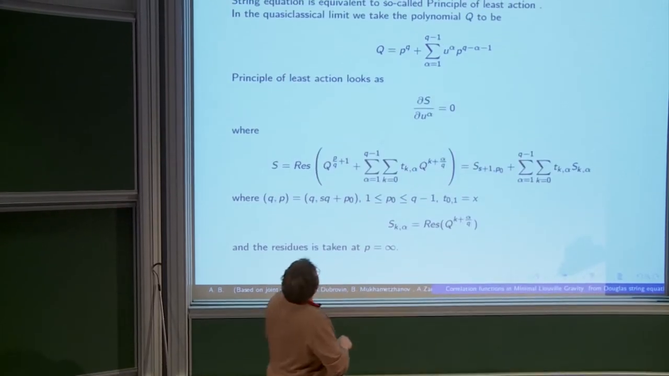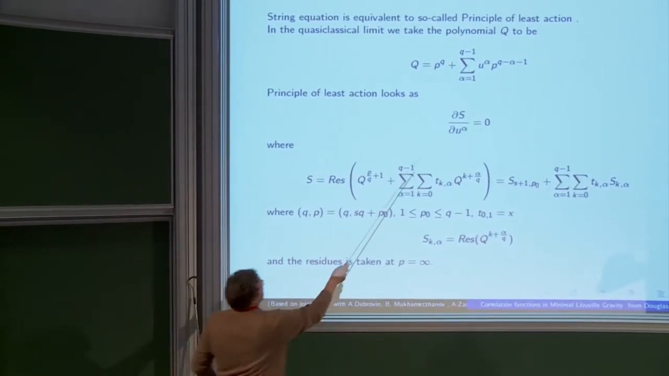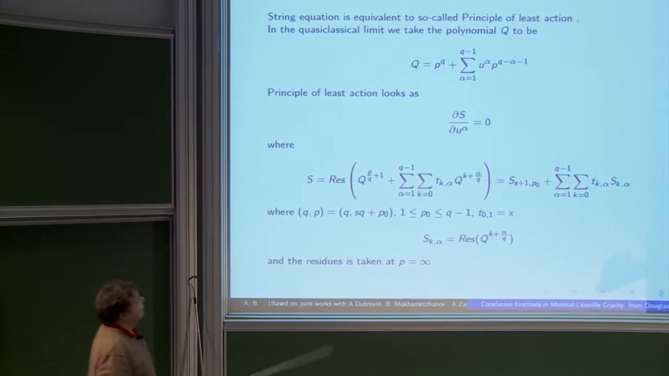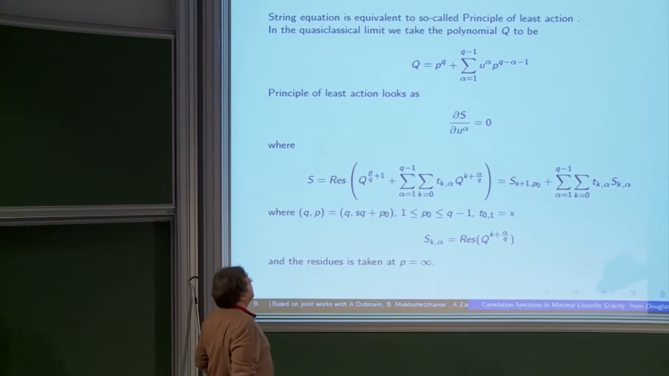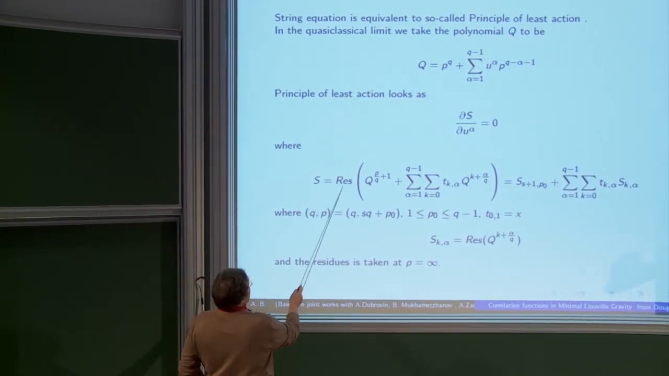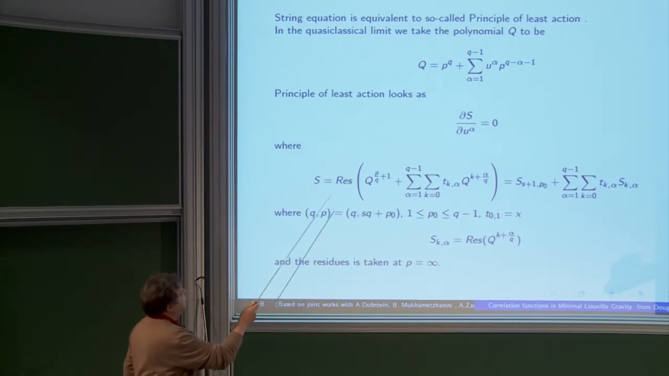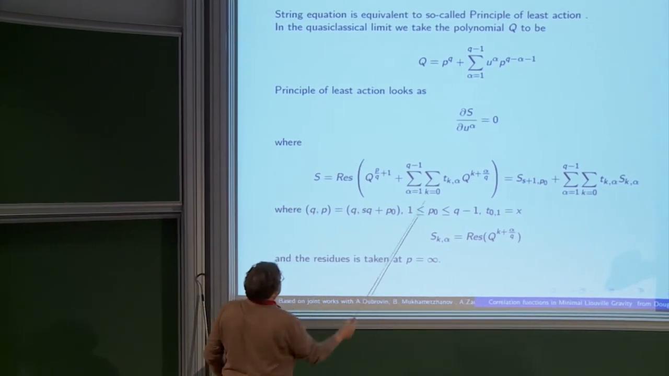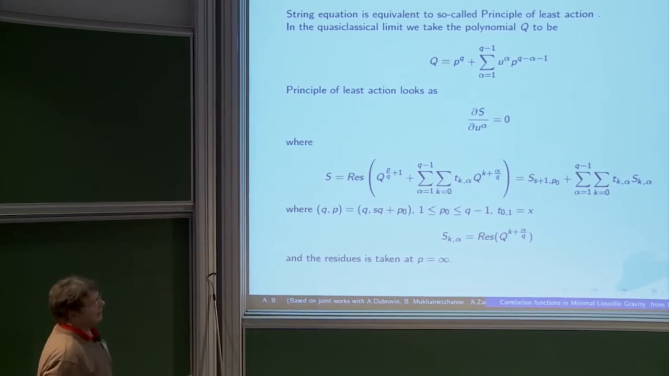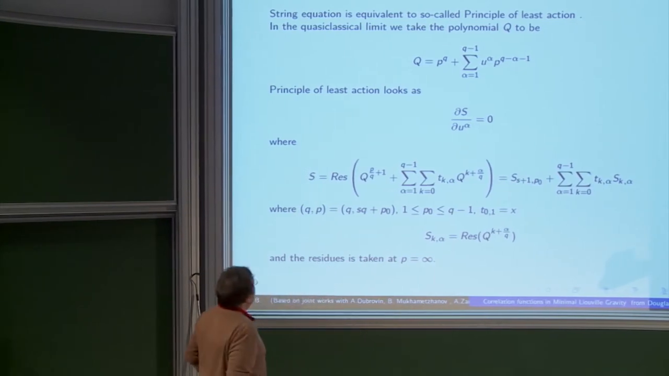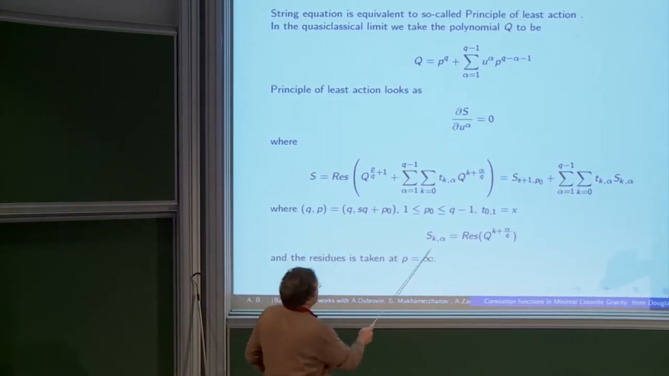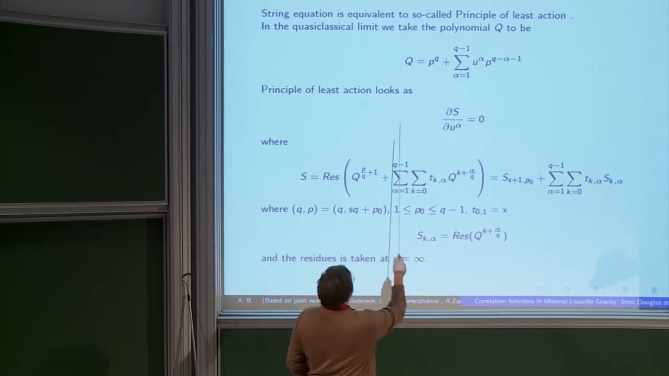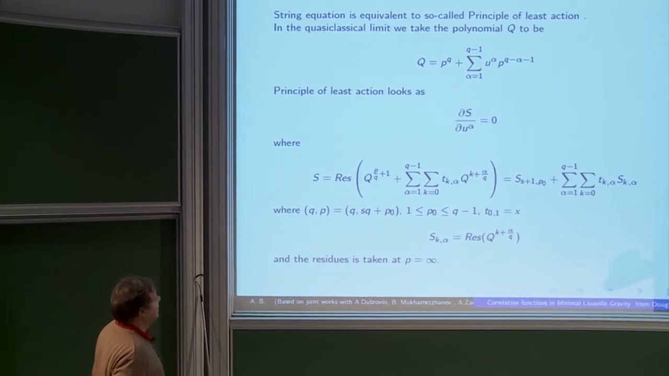This equation is equivalent to the following action, the principle of least action, which can be written like this. S is nothing but the residue at the point where P goes to infinity of this Laurent polynomial. And this is the denotation: C alpha is the residue of this degree of the polynomial, not integer degree.